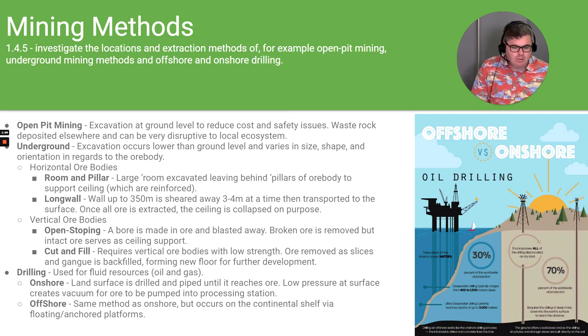Cut and fill is different. Now this requires a vertical ore body with a very low strength, so it's easy to break away. The ore is removed in slices and the gangue is backfilled. So they've sliced away the wall, take it with them up to the surface, extract what they need to, what's left over, they take that back down, pump it in like cement, wait until it's solidified, and they use that as a floor to continue digging in.